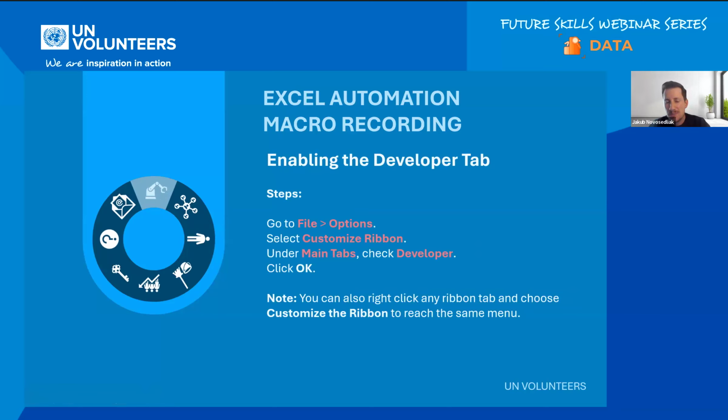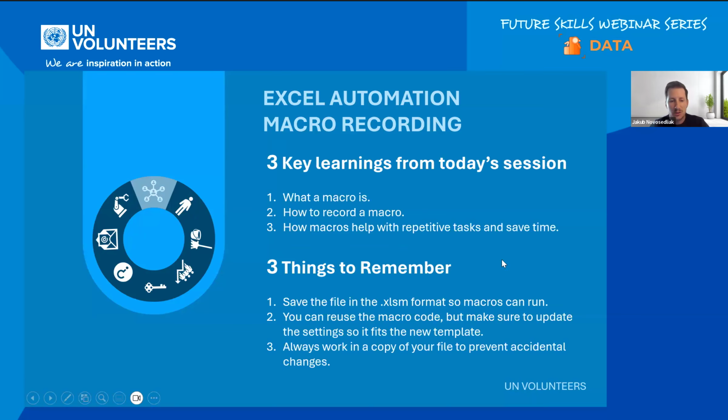Before we start with recording of a macro, you have to add the Developer tab into your Excel. If you now open Excel and check your menu, the Developer tab will probably not be there. So you have to go to File, Options, select Customize Ribbon, and under Main Tabs, find Developer, check it, and click OK. And you can do this also from the ribbon if you do a right click. So I will show it to you.